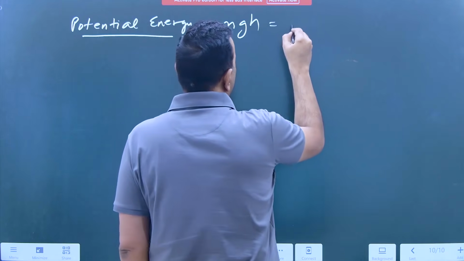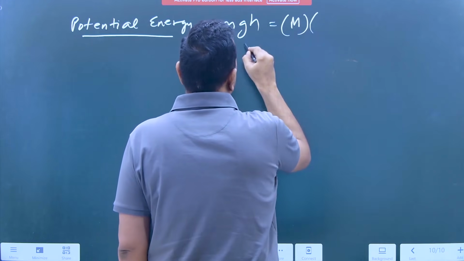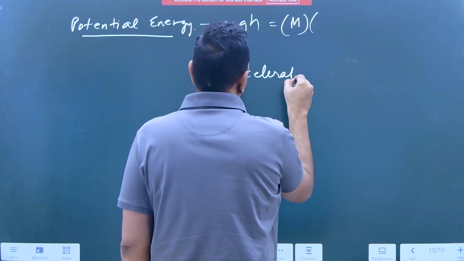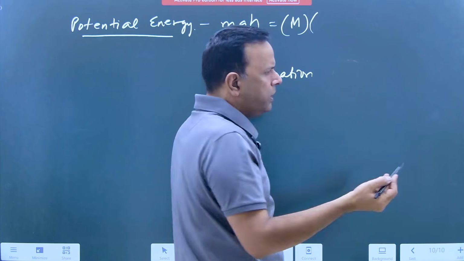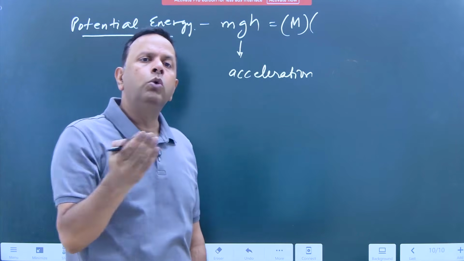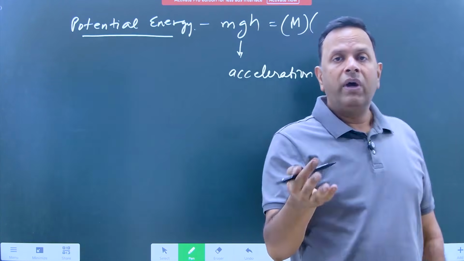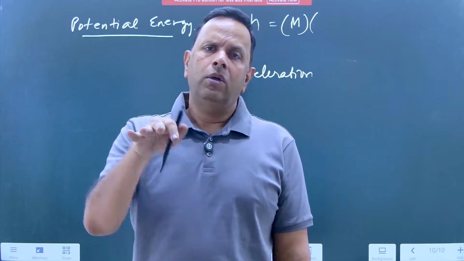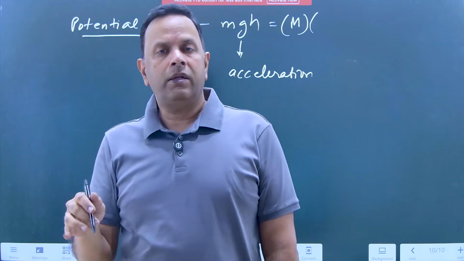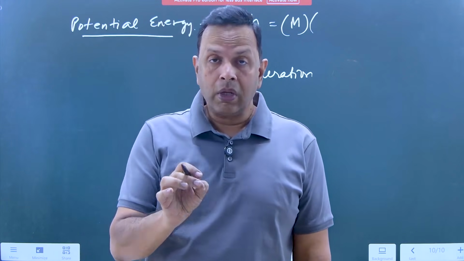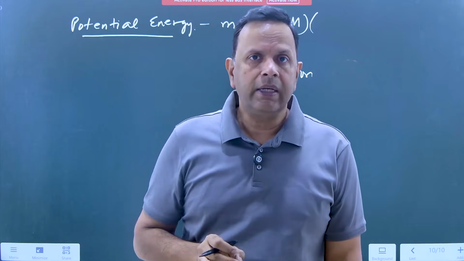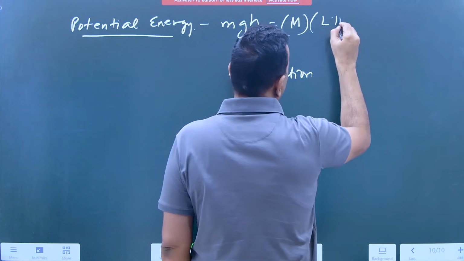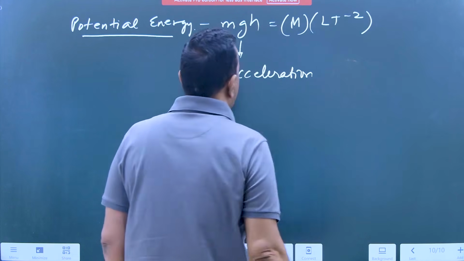M is mass. Gravitation is similar to acceleration, because small g is what we call the acceleration due to gravity. Now, while writing the dimensions, you don't care due to what. For you, due to doesn't matter. What matters is what it is. It is acceleration, right? So if it is acceleration, the dimensional formula should be LT minus 2.